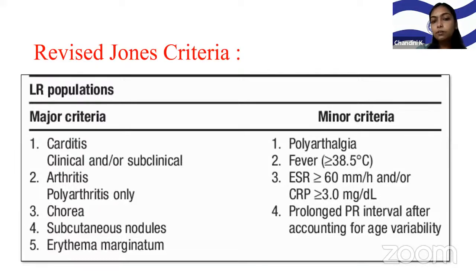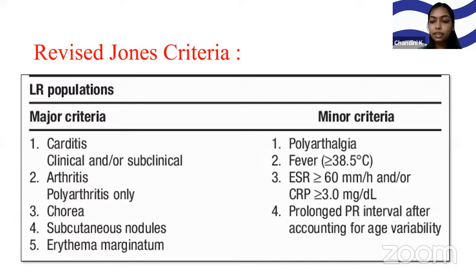For the diagnosis of rheumatic fever, we have the revised Jones criteria. The revised Jones criteria basically divides the population into low risk and high risk, depending upon the prevalence. A low risk population has a rheumatic heart disease incidence of less than or equal to 1 per 1 lakh school-going children, or an overall incidence of less than or equal to 1 per 1,000 population. Other populations are classified as moderate or high risk.